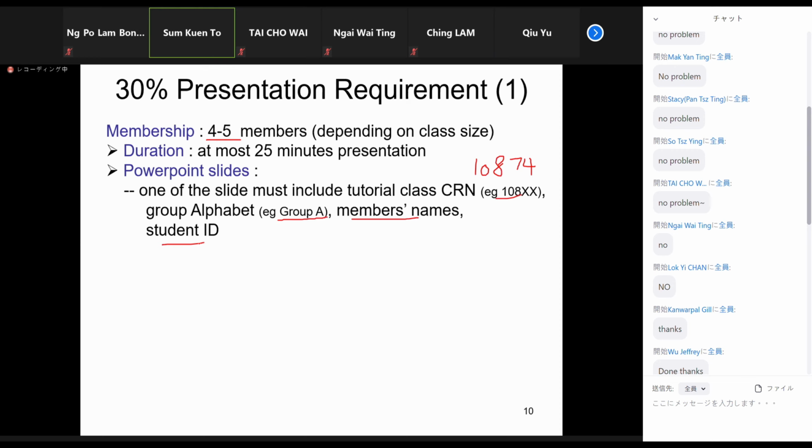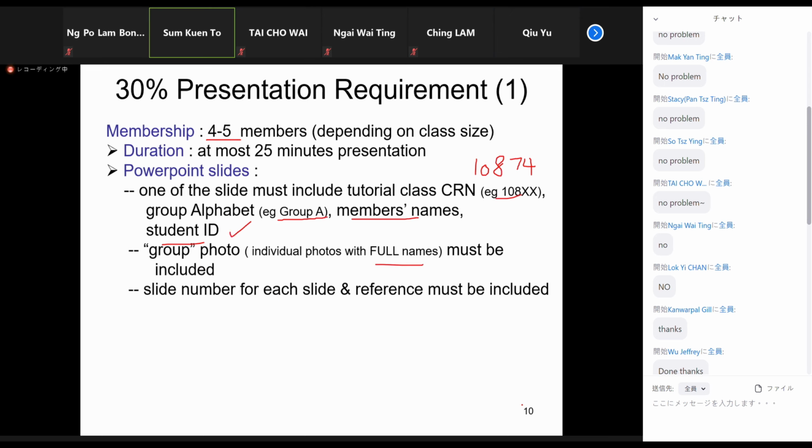I think in this class it's okay. Sometimes we have students with the same name, and then I don't want to mix up, especially if one did a good job, one did a poor job. I don't want to swap around and make something wrong. So that's why with your name, but to my understanding, we don't have any students with the same name here. Anyway, also student ID. Okay, a group photo, once again, with full name must be included. I can show you a sample later on. Okay, and also include the slide number.